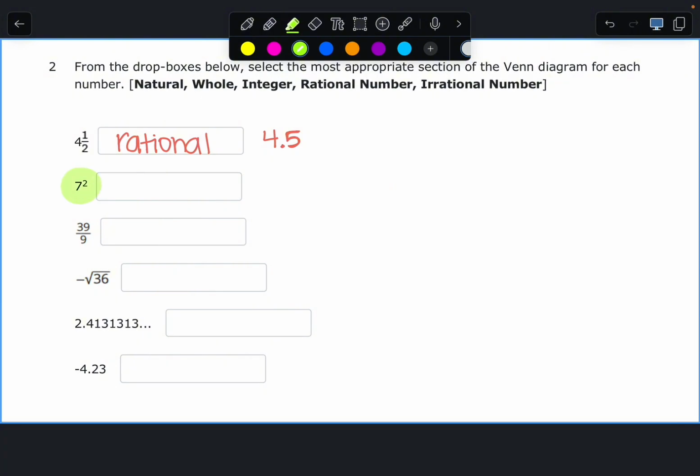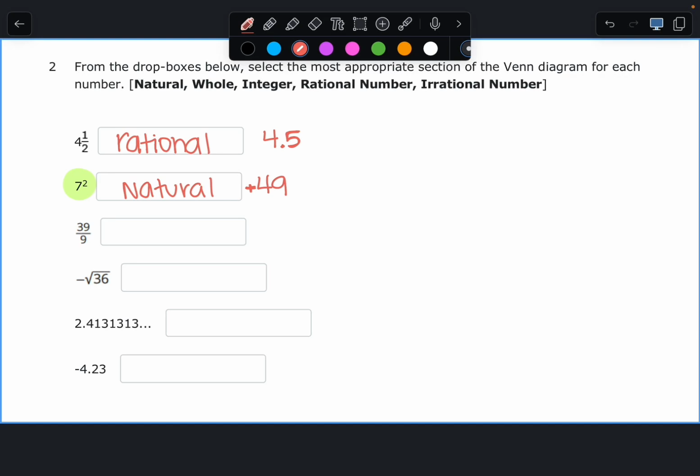Seven squared must be converted first. 7 squared gives you 49. And that is correct, natural. It's a whole number. It's a number without a decimal. It is positive, so it's natural.